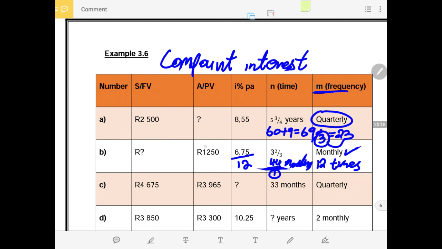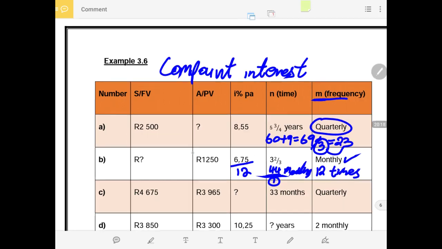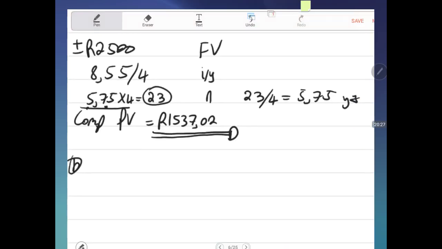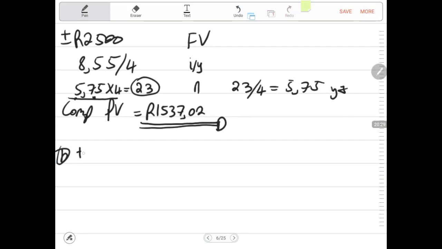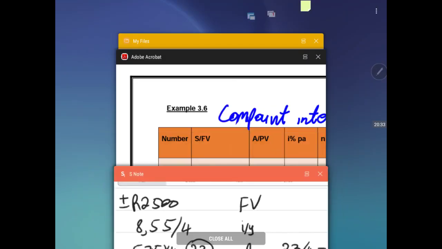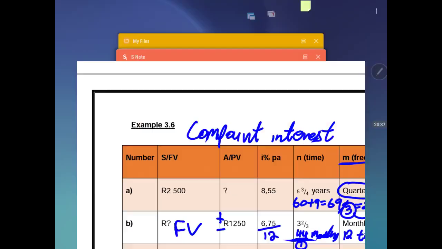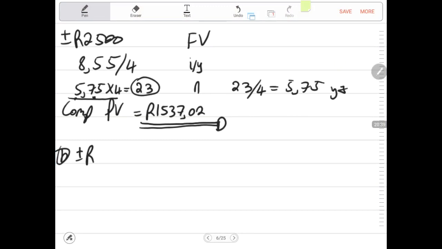So now we do have our present value, which will be plus minus, and we are looking for the future value. This is what we are looking for. Then now let us do the workings. We have plus minus 1,250 as our present value. Yes, 1,250 is our present value.